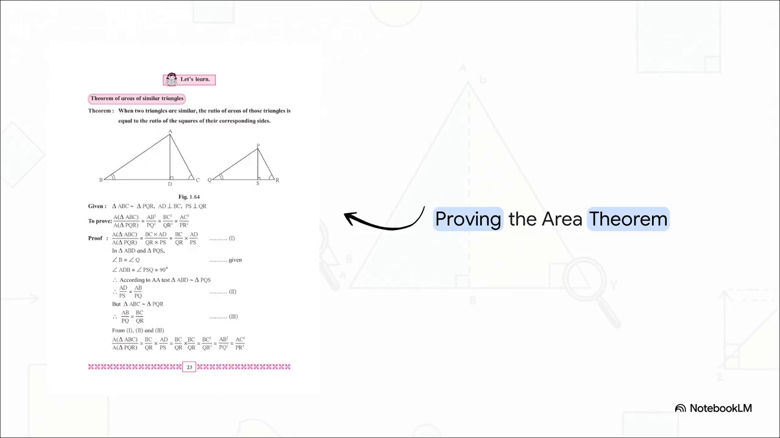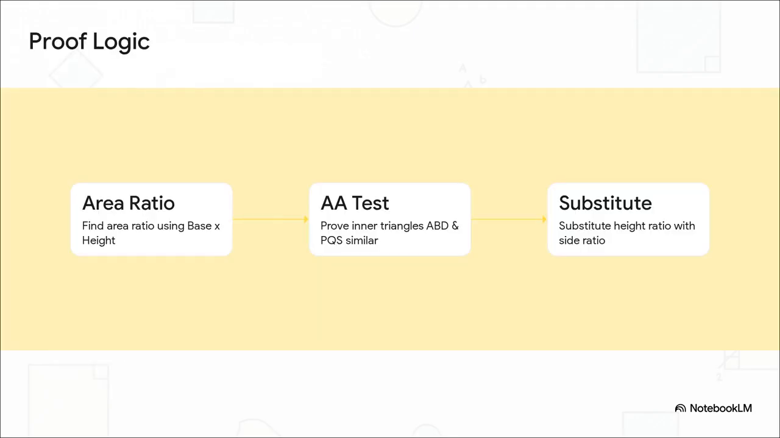Now, to figure out their areas, we obviously need their heights. So we've gone ahead and drawn a perpendicular height AD, dropping down to base BC, and another perpendicular height PS, dropping down to base QR. And just like that, we've got all the pieces we need to prove our theorem. Let's just walk through the logic of this proof step by step. It's actually quite beautiful. Step 1, we just write down the basic ratio of their areas.